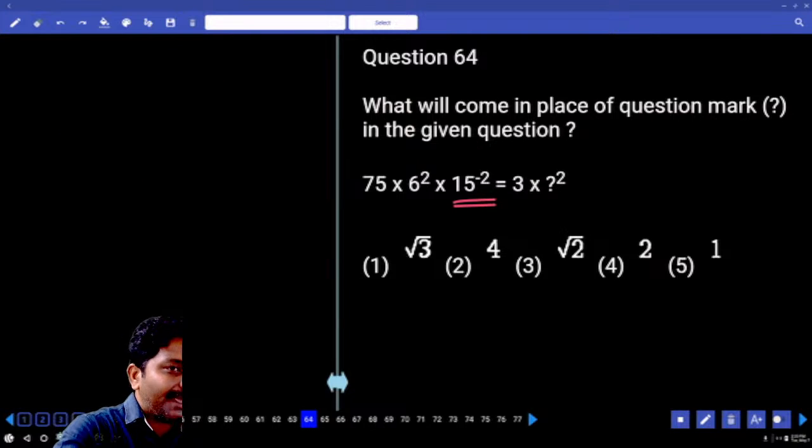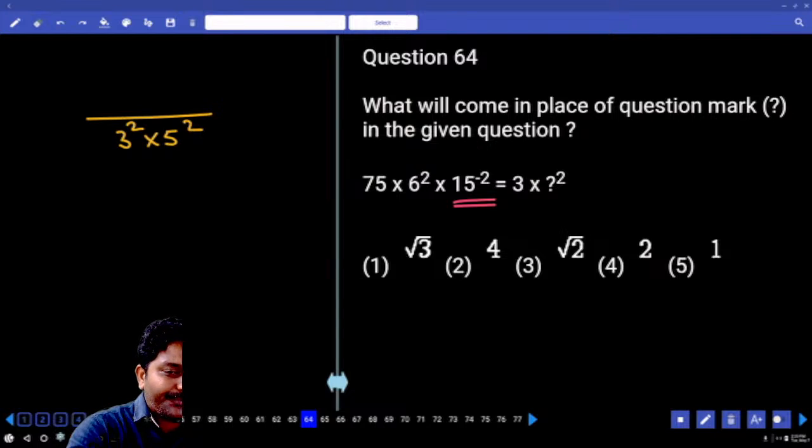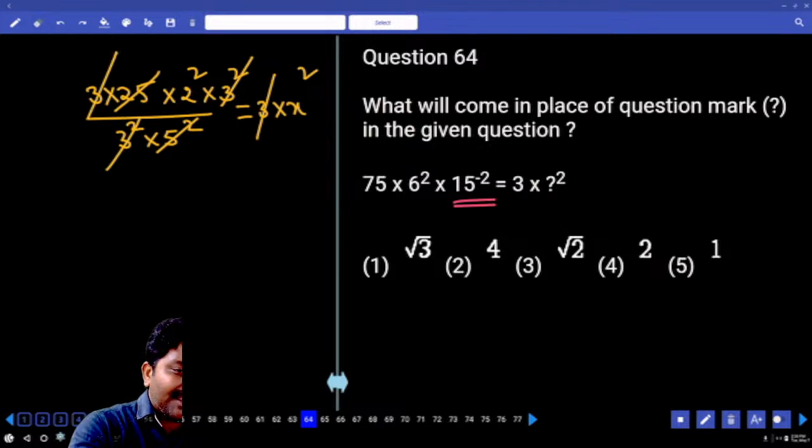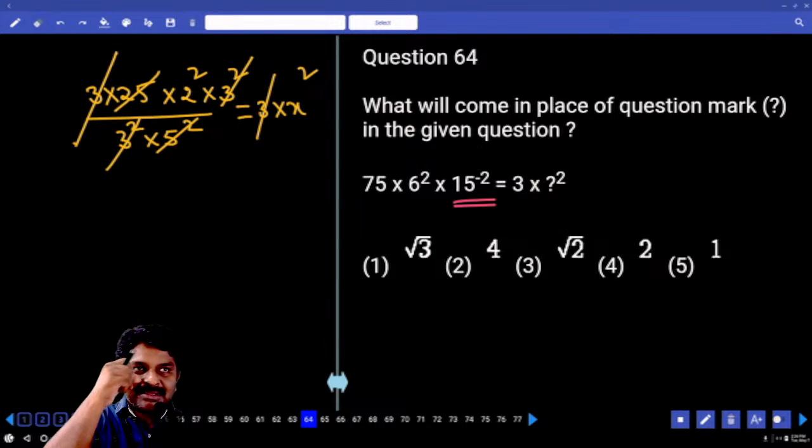15 to the power of -2. That means divided by 15 square. 15 square can be written as 3 square into 5 square. Correct? 5 square, 75 we have, that can be written as 3 into 25. So that this can be cancelled. Into 6 square can be written as 2 square into 3 square. So that we can cancel 3 square here, which is equal to 3 into x square. Again 3 can be cancelled. 2 square is x square.